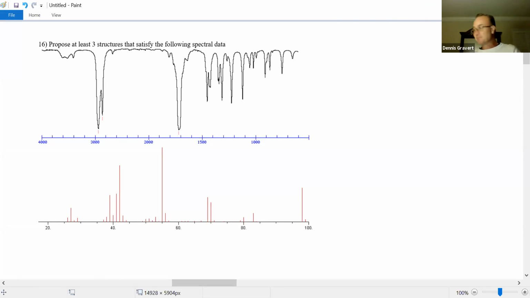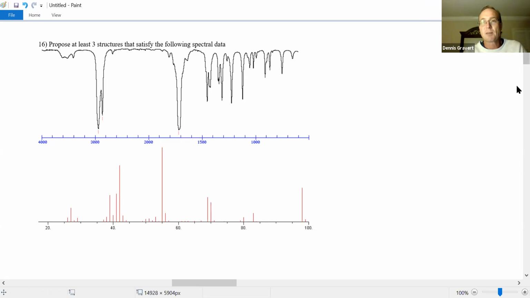Number 16. Propose at least 3 structures that satisfy the following spectral data. So what am I looking at? Is this mass spec, IR, carbon NMR, hydrogen NMR, or DEPT NMR? Well, the scale starts here and increases to 4,000. Oh, that's a good clue.